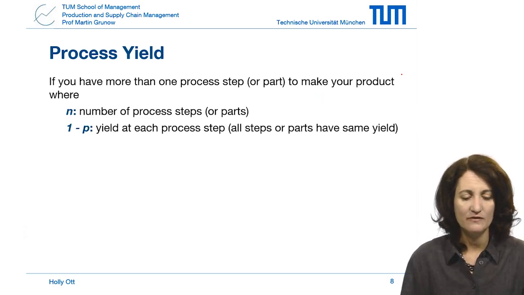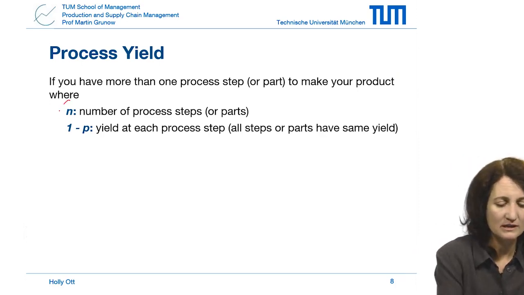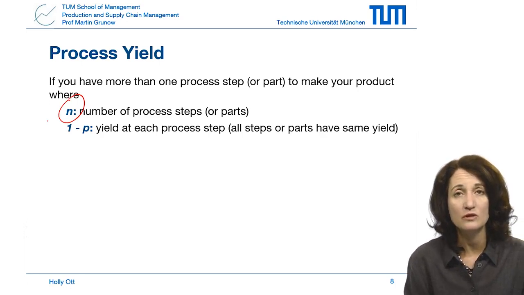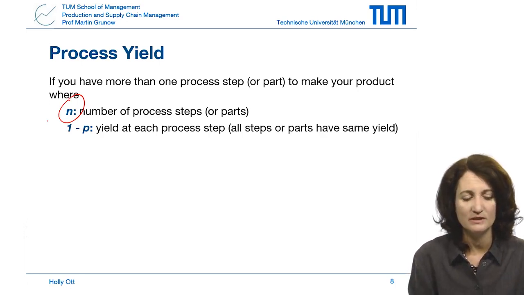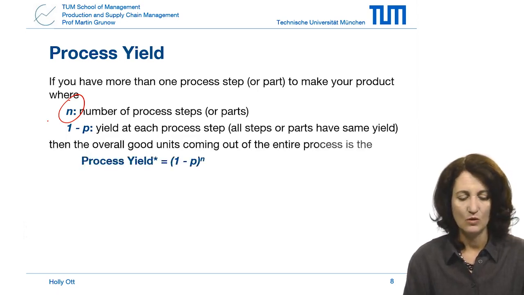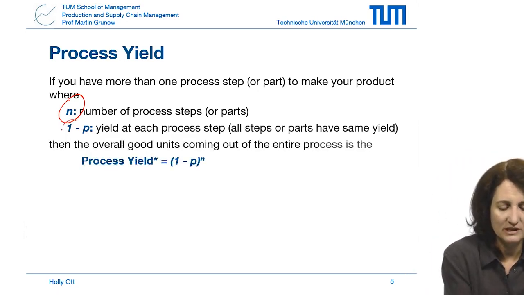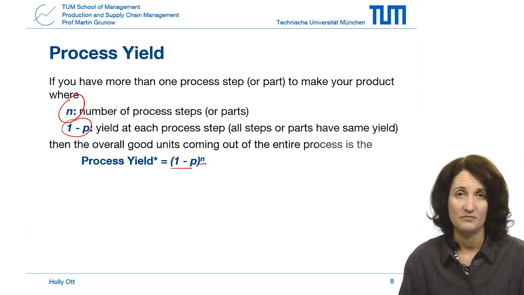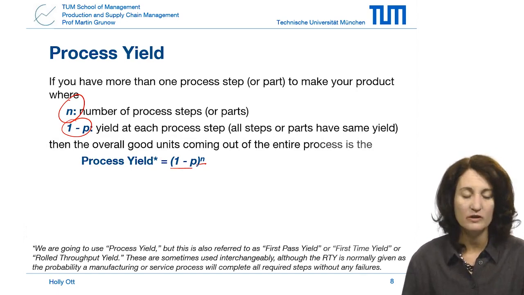So if you have more than one process step or more than one part to make your product, where N is the number of process steps or parts, then the overall good units coming out of the entire process is going to be the process yield, or the yield at each process step, (1 minus P) to the power of N.